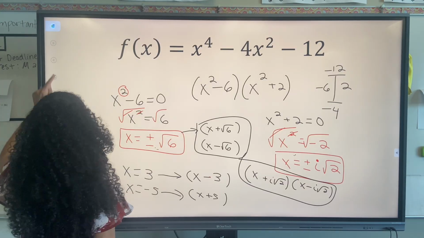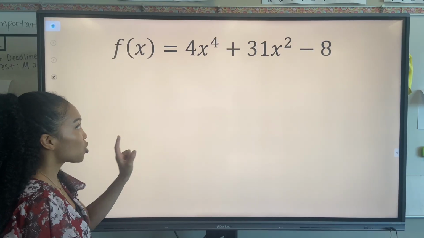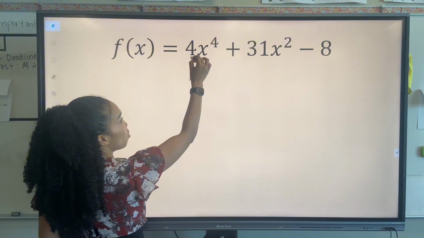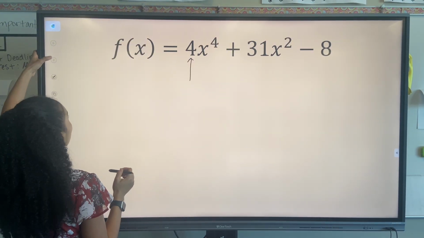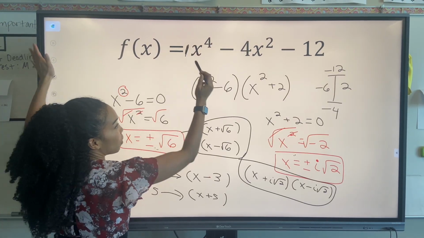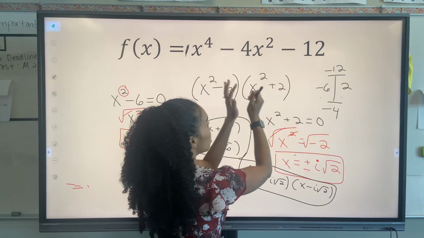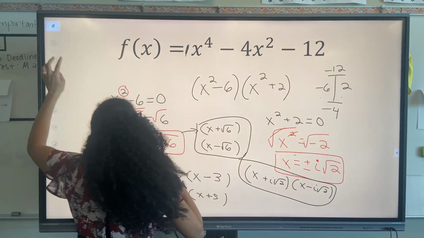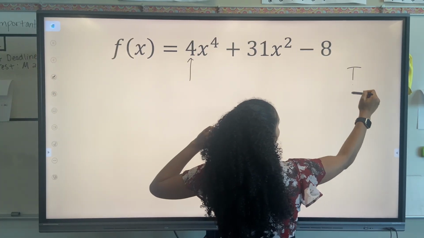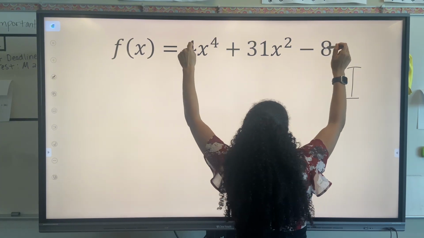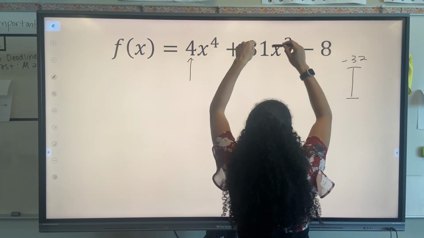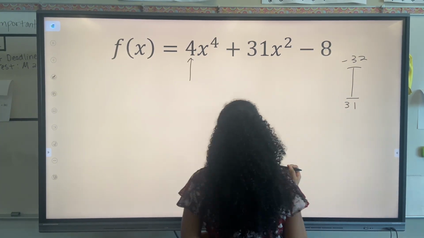Okay? Let's try another example. This one is a little different because your leading coefficient is a 4. Here, your leading coefficient was a 1. That's why I could go straight from the table to my parentheses. Here, you still need to do an eye chart. Two numbers that multiply to negative 32 but add to 31. What are they? 32 and negative 1.